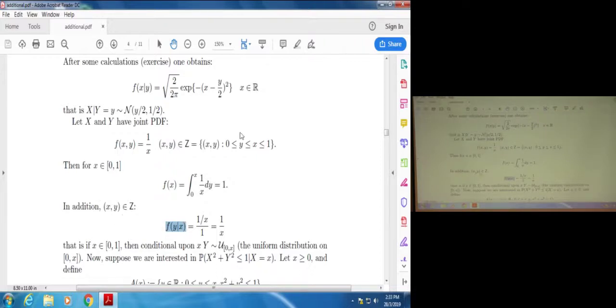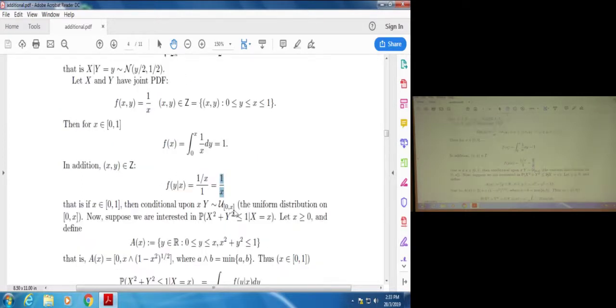Now the conditional density of y given x. If I take x and y in this set, then f of y given x is the joint density, 1 over x, divided by the marginal on x, which is 1. So y given x is what? That is to say, if x is in (0, 1), then conditional upon x, y is uniform on (0, x). Okay, so this is a uniform (0, x) distribution. Those are some things there.